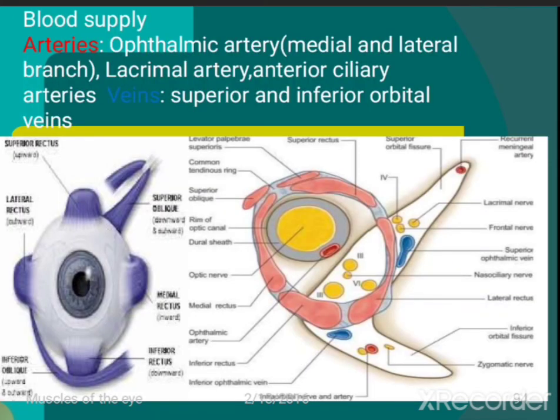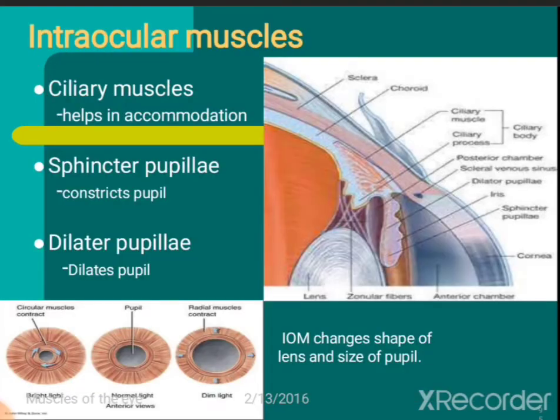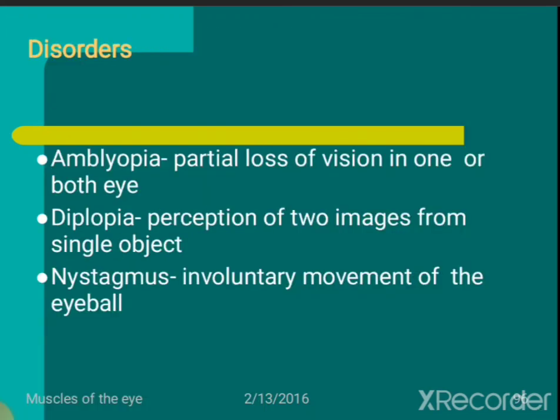So blood supply is the same, that is, these muscles are supplied by the ophthalmic artery. Then the intraocular muscles of the eyeball are the ciliary muscles, which help in accommodation of the eyeball, sphincter pupillae and dilator pupillae. Sphincter pupillae, as the name indicates, constricts the pupil, and dilator pupillae dilates the pupil.